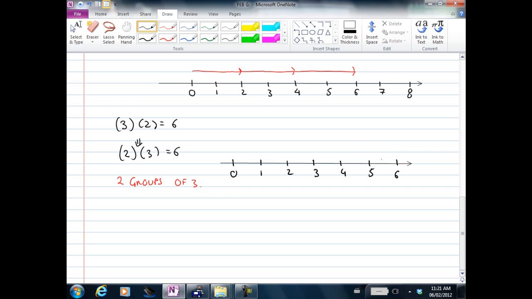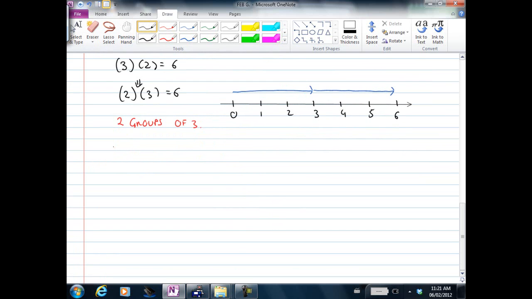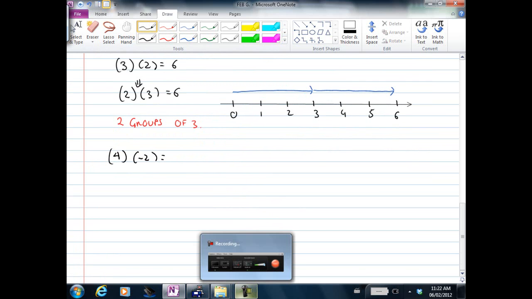Alright. So guys, I'm going to walk around, and a lot of you have the correct answer. It's very, very simple. So a lot of you say, hey, so let's do this. I have two groups of 3, so I go from 0 to 3. That's correct. And then you went 3, and that's why it's exactly equal to 6. I want you to try this next one, a bit more challenging. What if I say 4 times negative 2? Show me using a number line how this works.